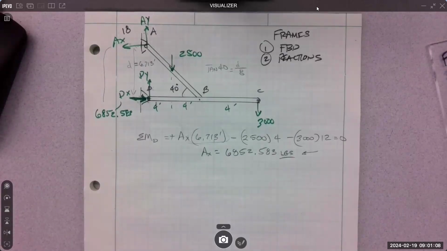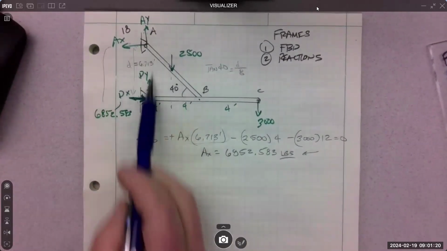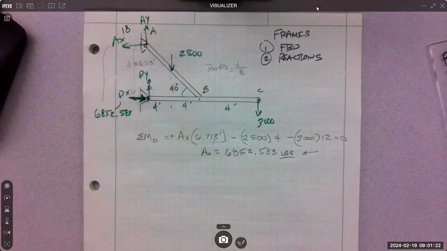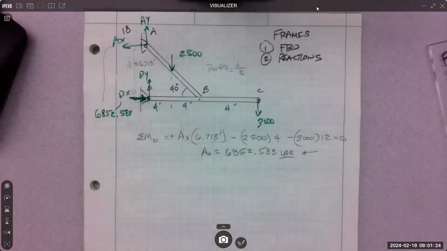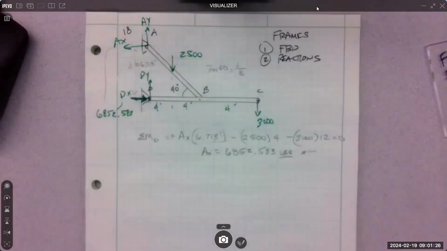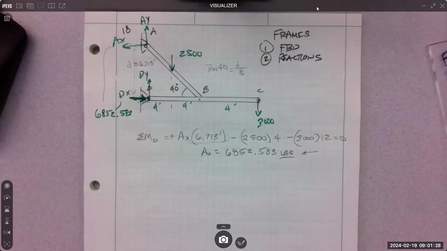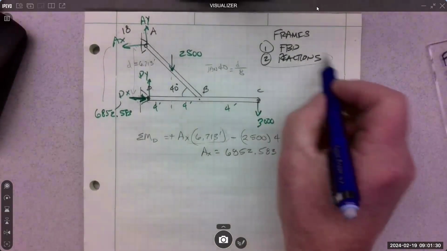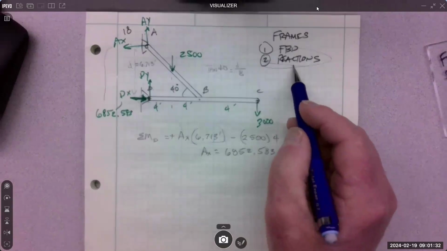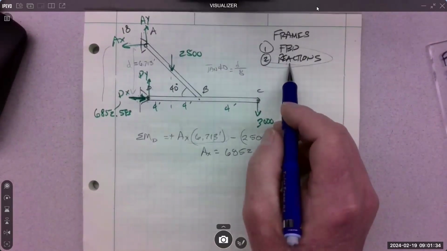We cannot get the Y's. There's no way to get them. You can sum moments anywhere you want, and you're going to end up with two unknowns in it, DY and AY. Or you'll sum a moment here and they'll both drop out. So there's just no way to get the Y. When they line up like that, you can't get the Y reactions. It's not possible. So you get as many as you can in the get reactions step.